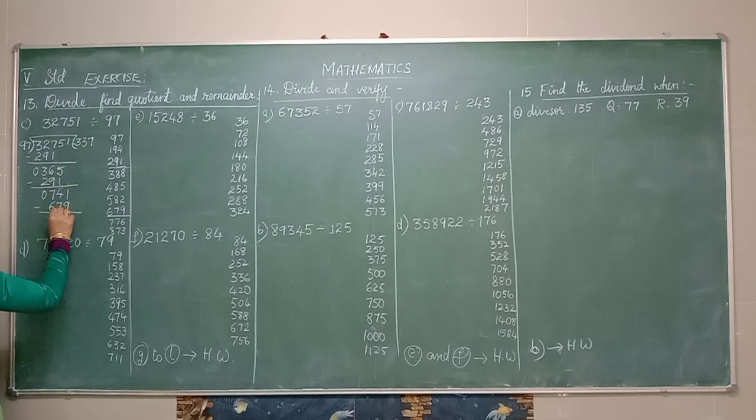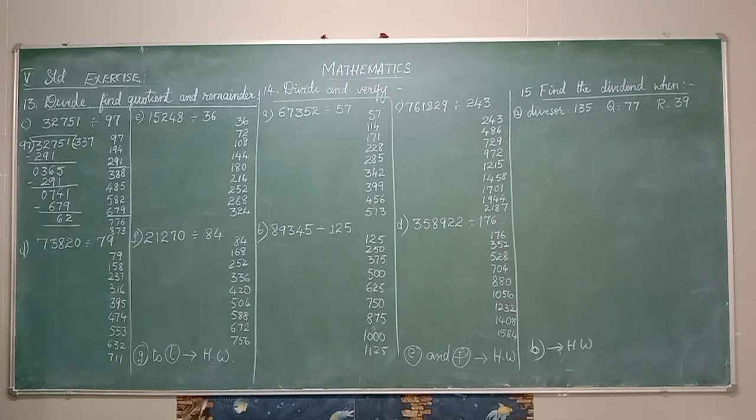From 3 you cannot minus 7. So what you have to do? You have to borrow 1 from here. So then it becomes 13. Here it will be 6. So 13 minus 7. From 13 if you minus 7, how much will it be? 6. So here 6 will remain. 6 minus 6 will be 0.